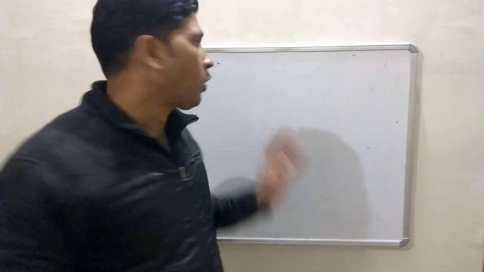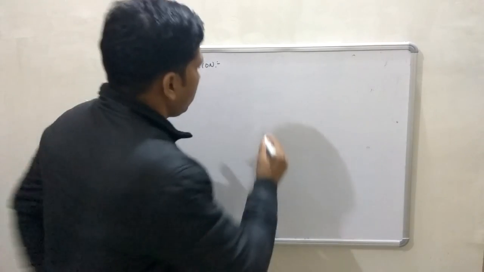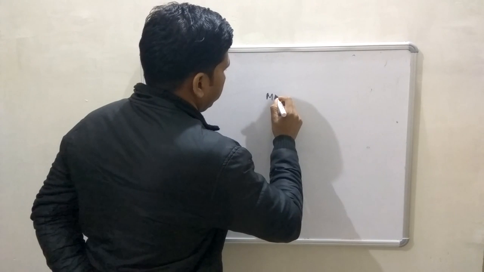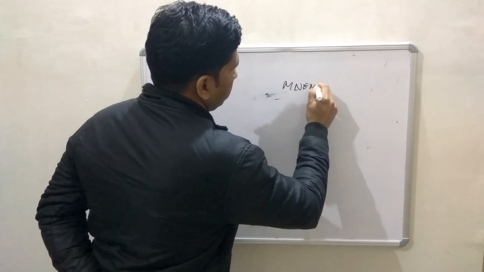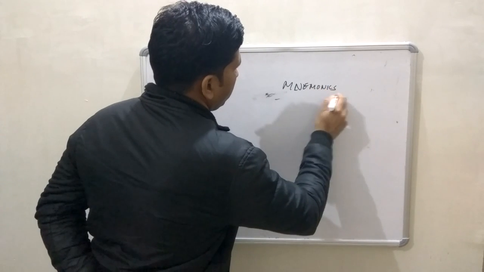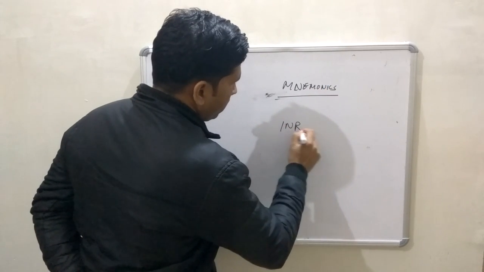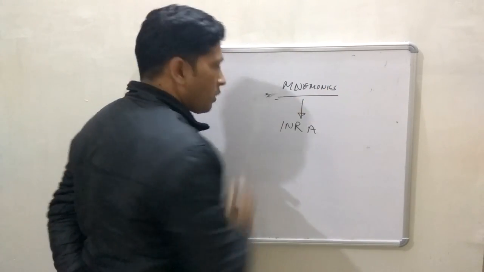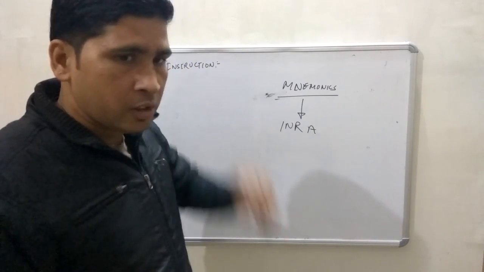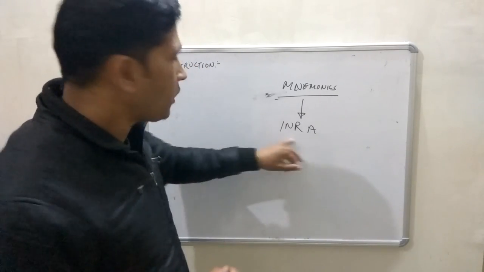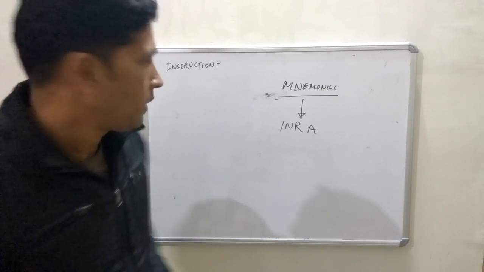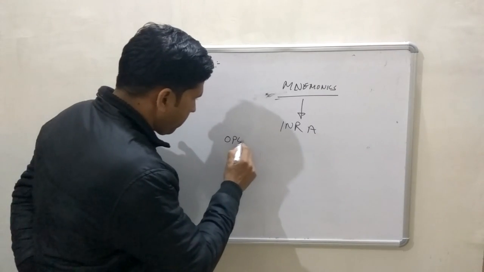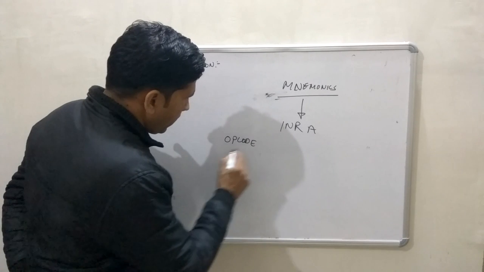Sometimes instructions are called mnemonics. Suppose this is an instruction to increment A. Sometimes this is called a mnemonic. Basically, every instruction has two parts: one is opcode, second is operand.